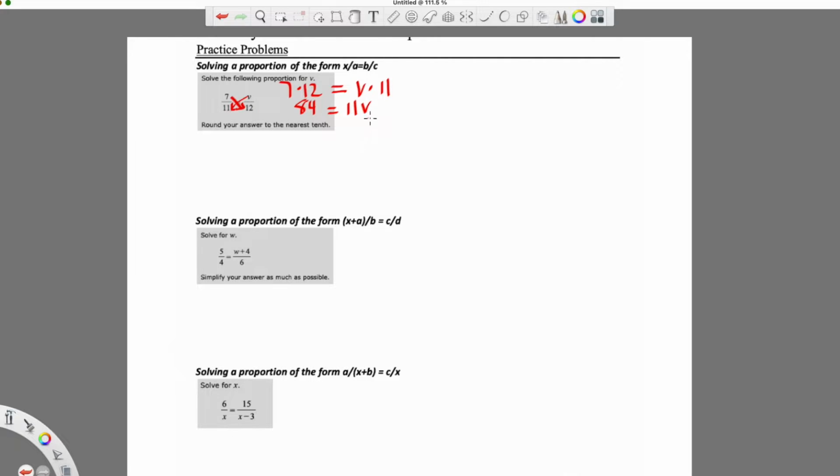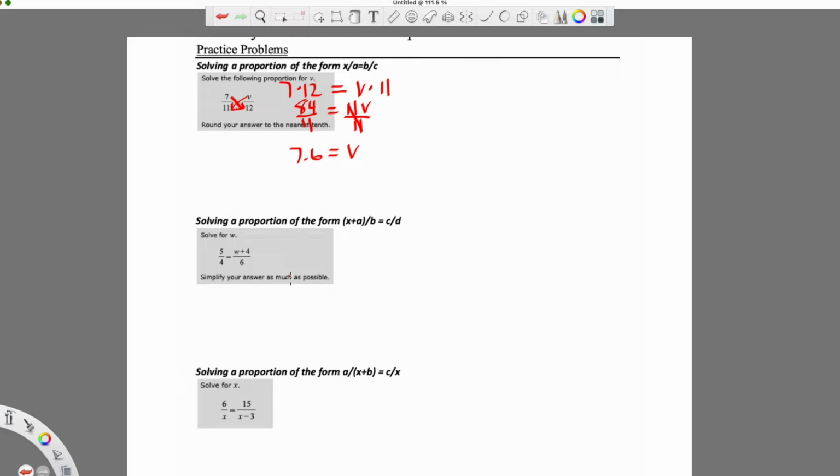So now I don't want to know what 11v is, I want to know what just v is. So I'm going to divide both sides by 11, and 84 divided by 11 is 7.6. 11 divided by 11 is 1, so I'm left with just v. All right.